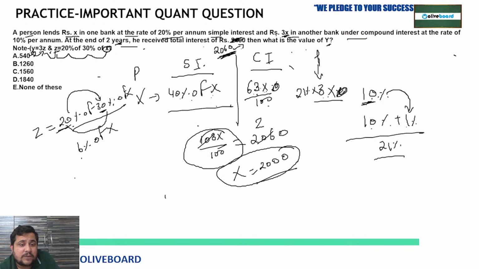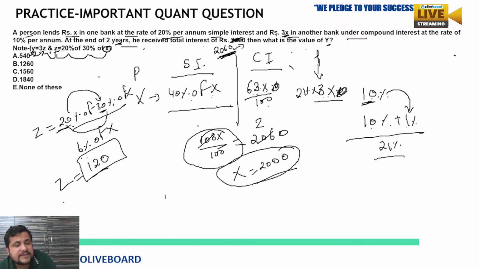So 6% of 2000 would be what? How much? So you will say 6% of 2000. So 1% of 2000 would be what? 20. 20 into 6, 120. Clear? So the value of z is how much? This is 120. Is this clear?